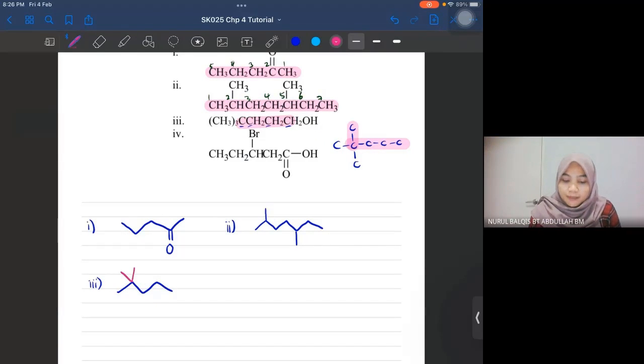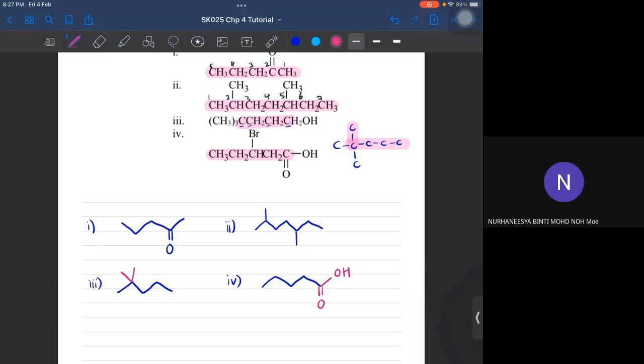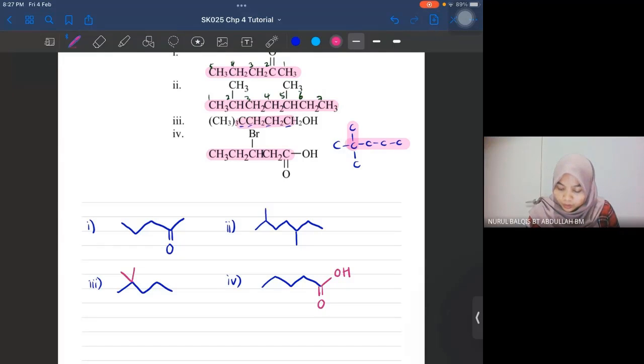Okay, then number 4. How many carbons make up the longest chain? 5. So we draw the longest chain first. The longest chain has 5. 1, 2, 3, 4, 5. Okay. The first carbon we have OH. So you must show the bond between carbon and OH because it is a heteroatom. OH. And then we have double bond O here. Okay. Where else do we have a branch? On which carbon number? Carbon number 3. On carbon number 3 we have Br. So Br is here.